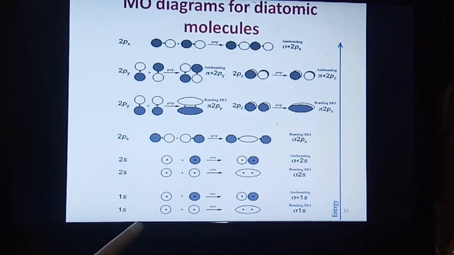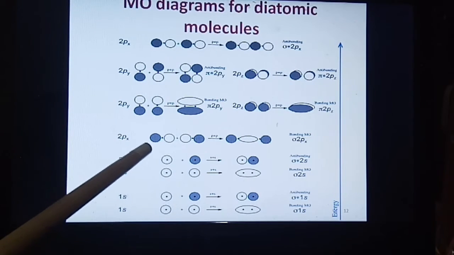Suppose this is 1s and 1s of the same phase. They will give the molecular orbital of this shape, and this is called the sigma 1s. Here 1s and minus 1s, with different phase, gives the shape of this molecular orbital, and this is called the sigma star 1s. This 2s and 2s is very much similar to 1s and 1s.